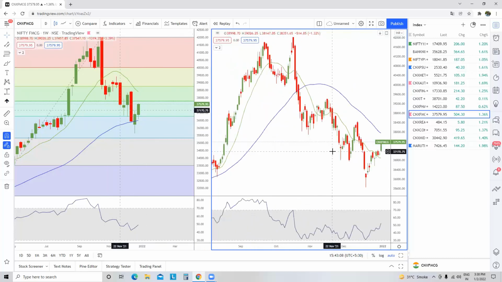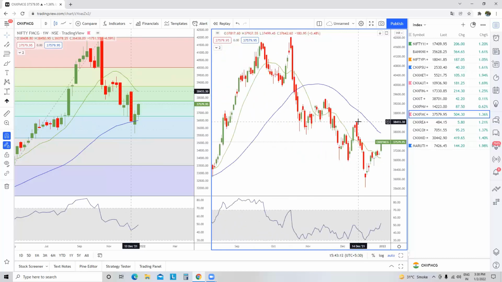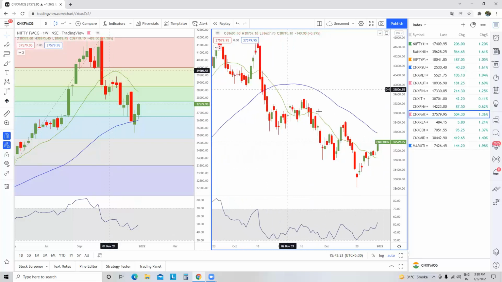A simple thing I would suggest is we'll need to close at least above this previous high, because as per Dow theory, if you watch, we are making lower highs and we are making lower lows. So if we want to change this entire look of this particular chart, we'll need to close at least above this previous high. Then maybe we can start seeing some positive things happening in the FMCG pack.